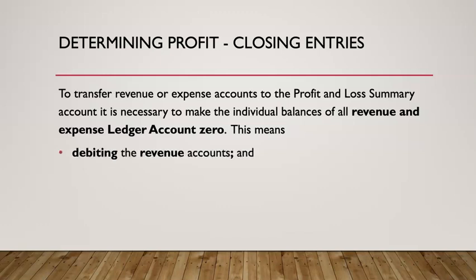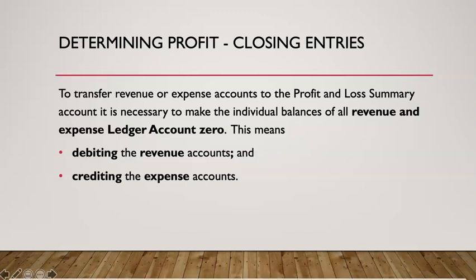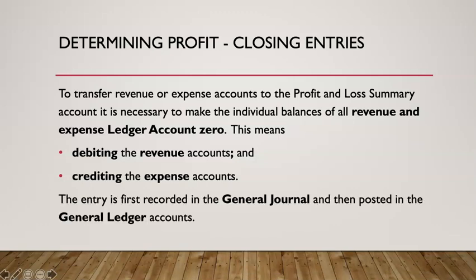This means, and this is the doing part, and we'll go through an example, because examples always make it easy to understand. To make these revenue and expense accounts zero, we are going to debit revenue accounts and credit expense accounts. When we do this, because we are doing a debit and a credit, these entries are going to be recorded in the general journal first and then the general ledger. Let's go through an example that explains this.